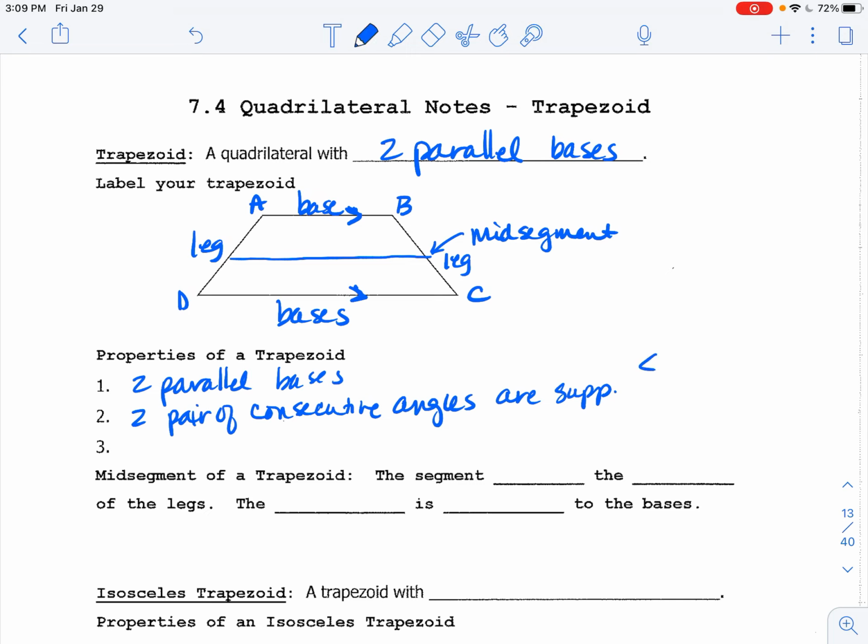So I'm going to write on here, angle A and angle D add up to 180, supplementary. Angle B and angle C add up to 180. And instead of putting an "and," let me just say plus, because that's what we're doing. We're adding to 180. And the diagonals have no relationship unless it's isosceles.